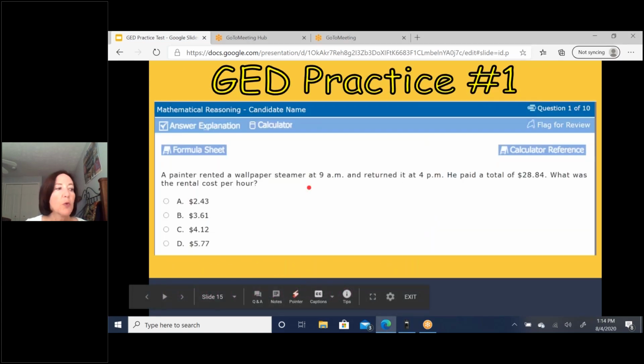Okay, so now we need to start working some of these problems. This is the first problem. It says a painter rented a wallpaper steamer at 9 a.m. and returned it at 4 p.m. He paid a total of $28.84. What was the rental cost per hour? At this point, I would recommend that you pause the video and solve this problem yourself. When you finish solving it, turn the video back on.